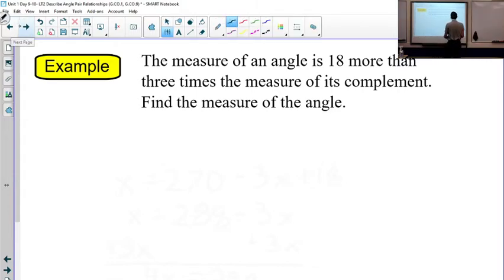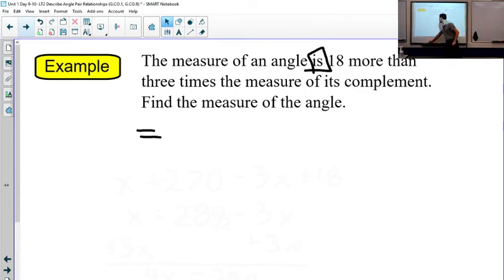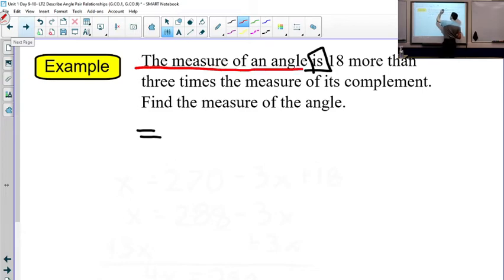The measure of an angle is, there's our equal sign, 18 more than 3 times the measure of its complement. All right, here's our equal sign. And we're going to look at what's going on the left side first, the measure of an angle.